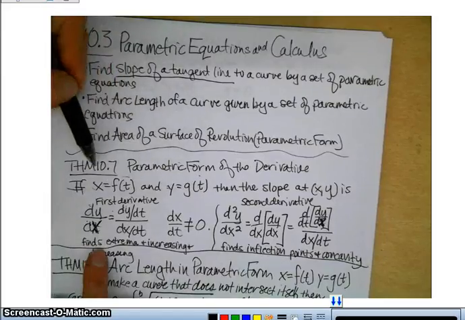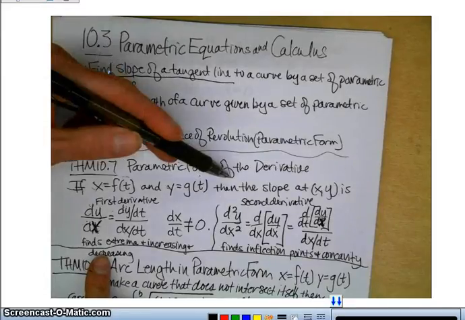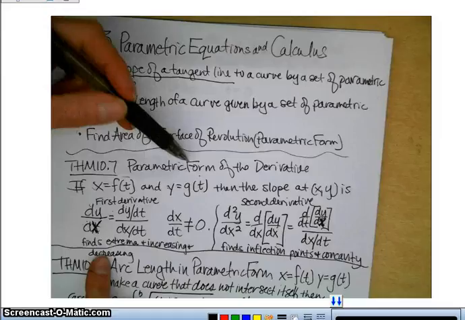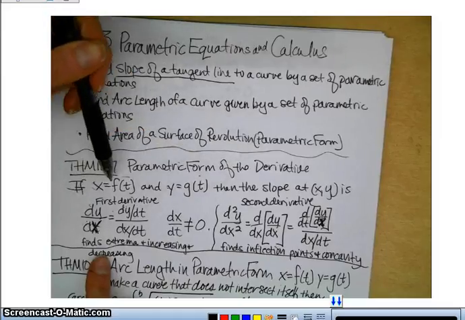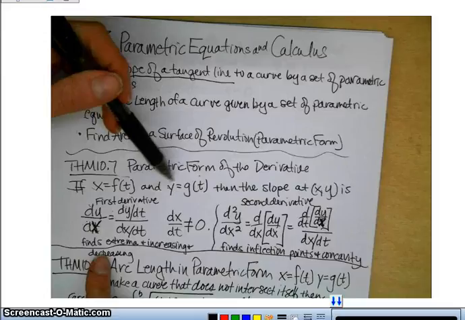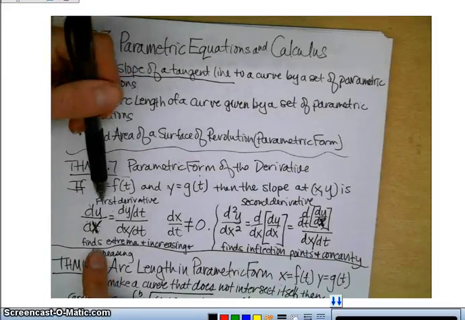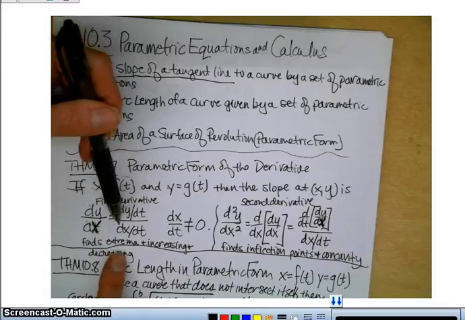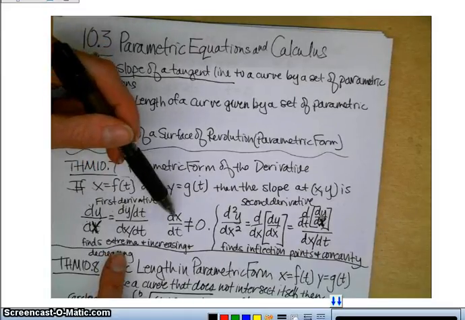So the first theorem you need to write down is theorem 10.7. You probably want to pause at this point and just copy this down. I'm just going to run through it real quickly. The parametric form of the derivative: if x equals a function of t and y is a function of t, then the slope, the first derivative dy over dx, is the derivative of the y part divided by the derivative of the x part. You just can't have the derivative of x equal 0.